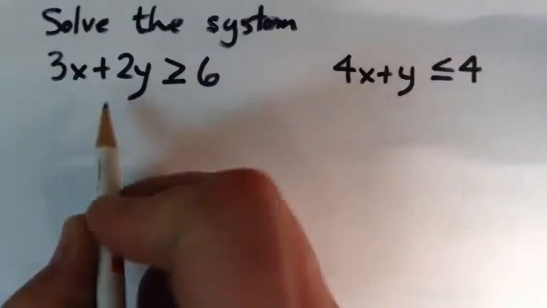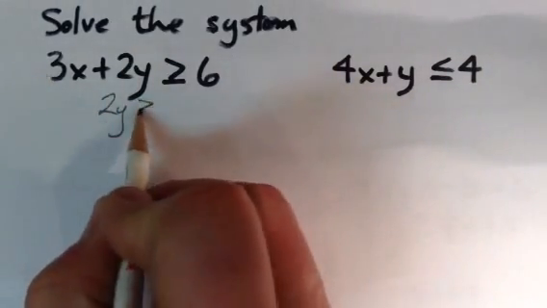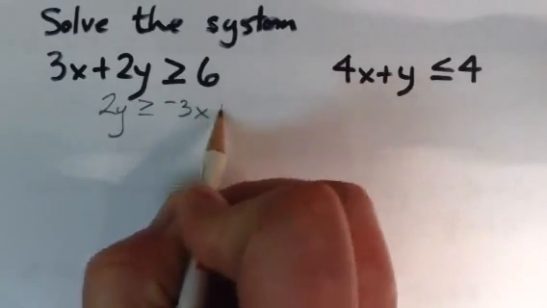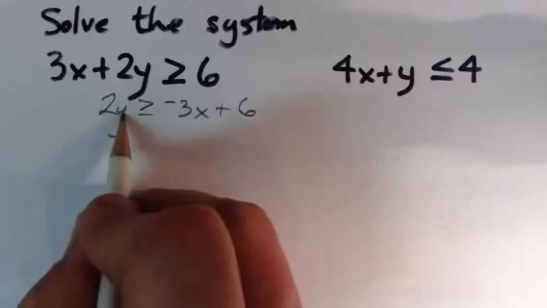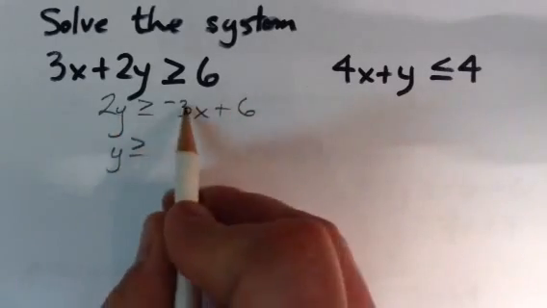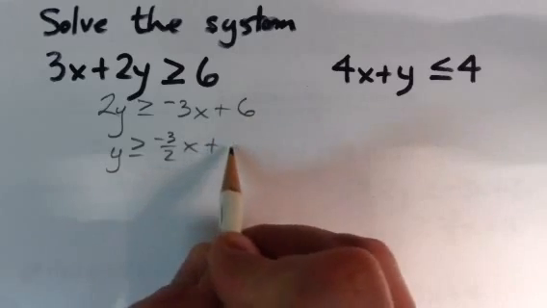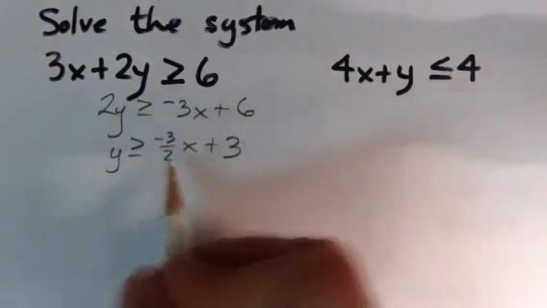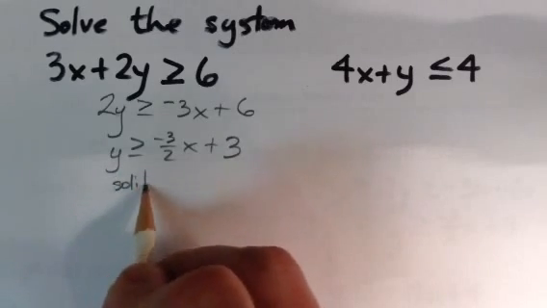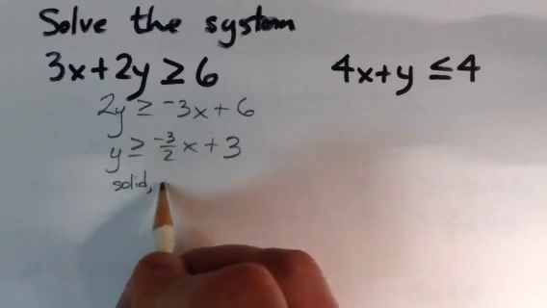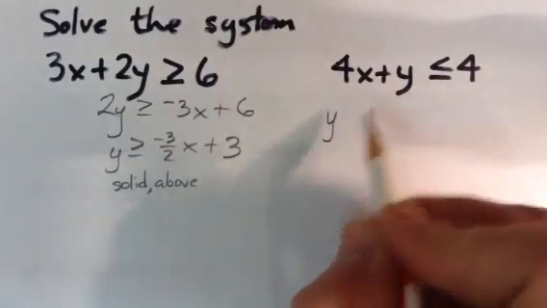Solve the system solving for y. Here we go. 3x is positive on the left. It's going to be negative on the right. Dividing by a positive 2 will not switch my inequality symbol, so divide this by 2. Divide that by 2. Keep the x and divide 6 by 2. That gives me 3. This will be what? Solid or dotted? That will be solid because it's equal to and is greater than. We shade above.